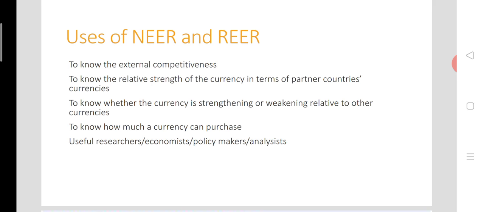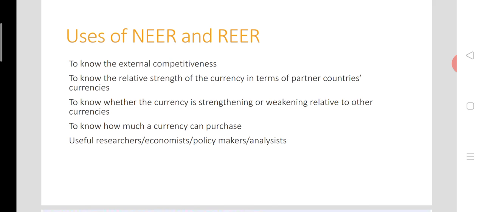And this is to know the relative strength of the currency in terms of the particular countries' currencies. And this is the trade-weighted index. In both cases, NEER and REER, this is the trade-weighted exchange rate or index. And while calculating NEER and REER, we will come to know whether the domestic currency is getting stronger or weaker, whether it is strengthening or weakening.